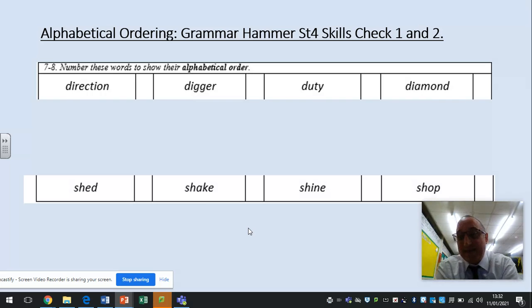Now, you see this on a regular basis when you do your grammar hammers within school. So I've taken Grammar Hammer Stage 4 Skills Checks 1 and 2, just for you guys to have a little bit of a go at. Now remember what I've just talked about, okay?